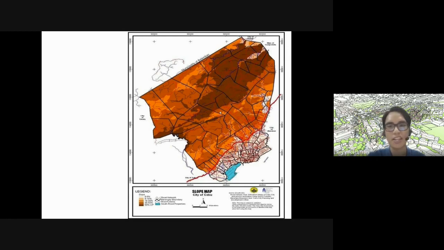is supposed to be a natural reserve, because the slopes here are too steep to develop, and if you do develop, it will come at a very high environmental cost. You have to dig deeper. You'll be exposing lower areas to flooding and landslides. So ideally, Cebu City should not be developing further into our mountains, but instead revitalizing our downtown areas.